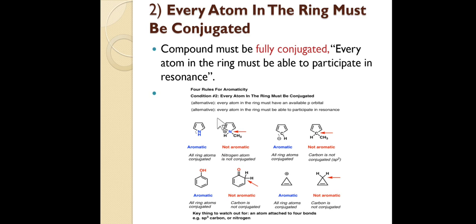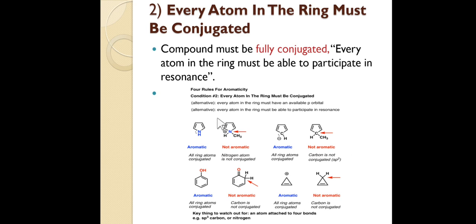So sometimes we use the term fully conjugated. That means each and every atom in the ring must be able to participate in resonance. You cannot leave behind any single atom in the ring for the conjugation. Then and only then it will be said to be a fully conjugated compound.